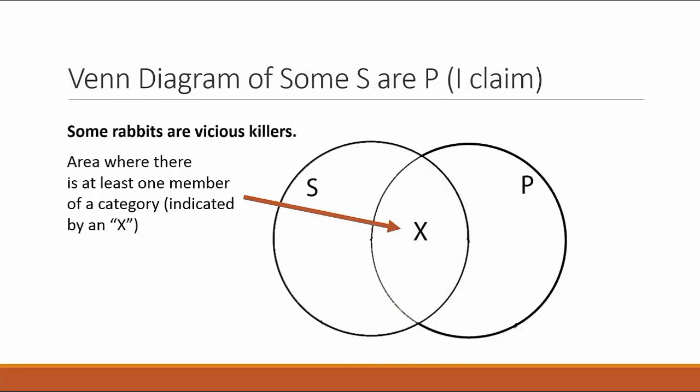To diagram the particular categorical claims, some S are P and some S are not P, place an X in the area of the circle where there is at least one example of that category. In this case, there is at least one S that is also part of the P category. No shading is used in particular claims, only in universal claims. Rabbit is the subject, so the claim says that there is at least one rabbit that is a vicious killer.